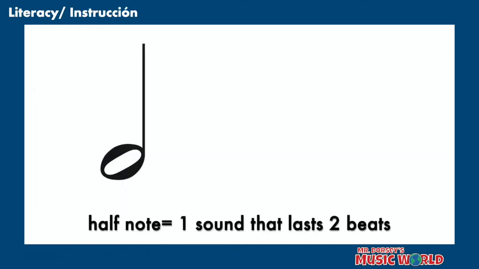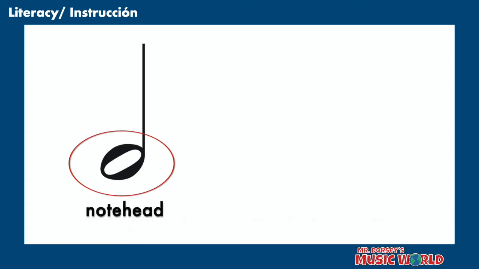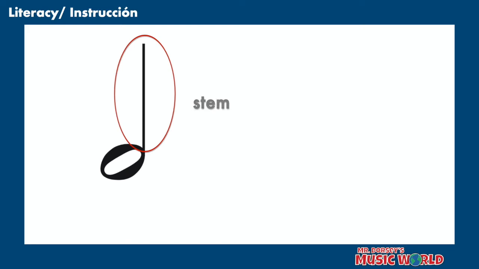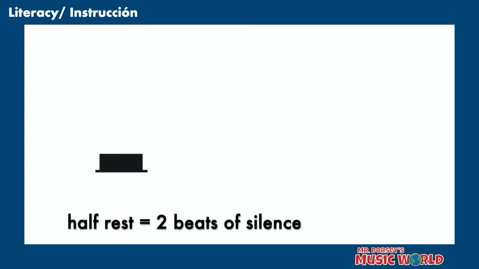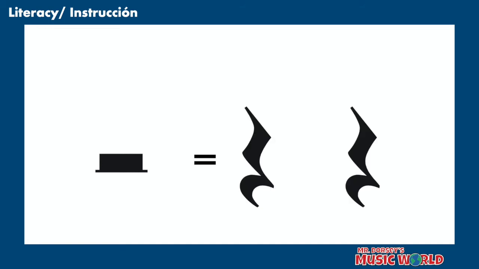Here's the half note. This is what we use when we want to show one sound that lasts two beats long. As you notice, there's a note head that tells you there's going to be a sound and a stem. Let's compare it to something we already know, the quarter note. What do you notice? It's very similar, except the half note's note head is not filled in, and the quarter note is. Here is the half rest. This is what we write when we want to show two beats of silence. Now, we already have another symbol for silence, the quarter rest. But you would have to write two quarter rests to equal the same thing as a half rest.